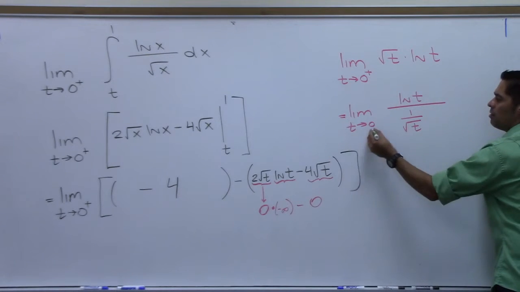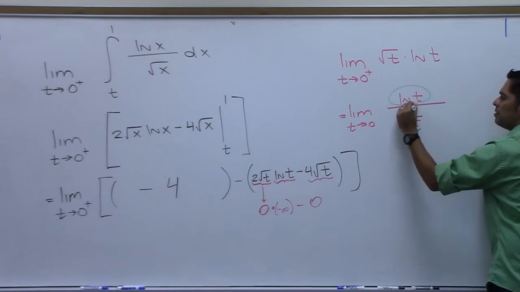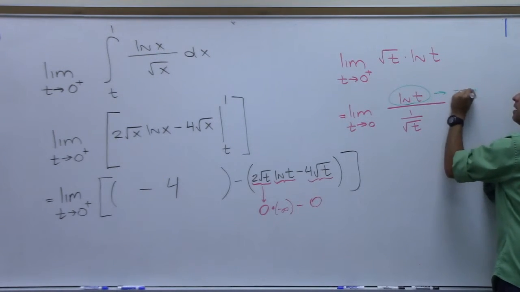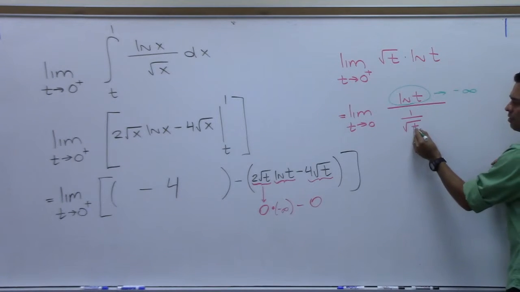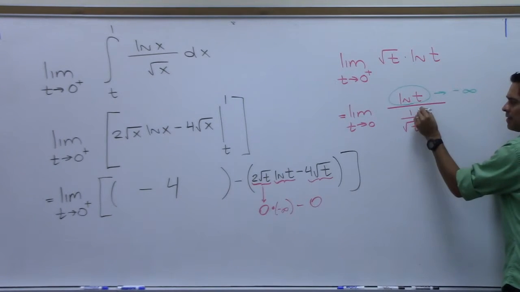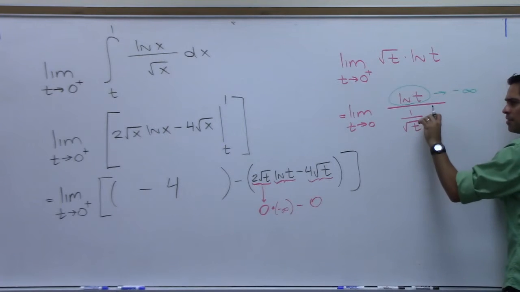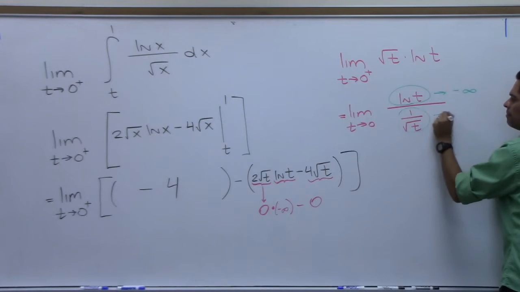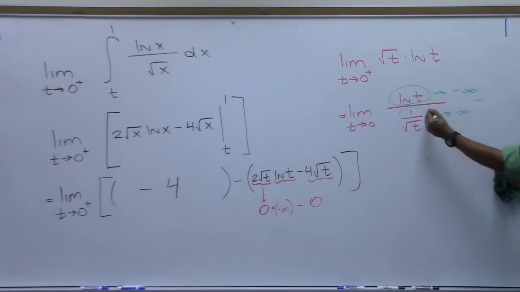If I let t go to 0, we know the top is headed towards negative infinity. And if I let t go to 0 here, I have a fixed number over something that's getting smaller. This thing blows up. This whole thing becomes infinite. And so now we have infinity over infinity, which is what we need for L'Hopital.